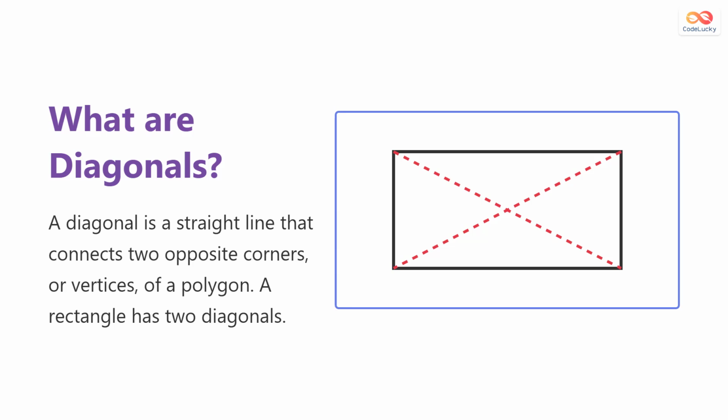Now, let's talk about diagonals. A diagonal is a straight line that connects two opposite corners of a shape. If you draw lines from one corner to the one diagonally across from it, you will find that a rectangle has exactly two diagonals.